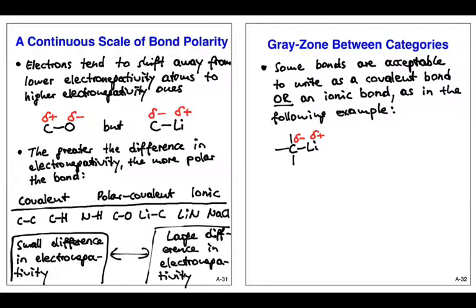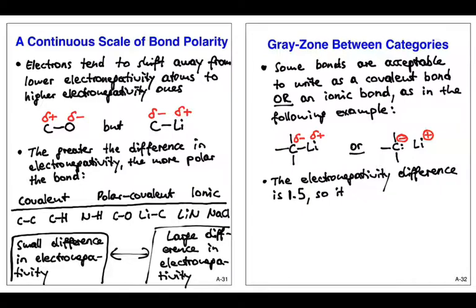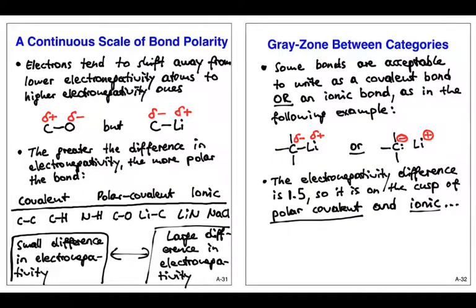For example, a carbon-lithium bond we can write either as a polar covalent bond with carbon carrying a partial negative charge and lithium a partial positive charge, or we can equally well write it as an ionic bond, with carbon being the anion and lithium being the cation. So I will accept both ways of writing this type of bond. Why are both ways acceptable? Because the difference is 1.5, which is right at the cusp of polar covalent and ionic.